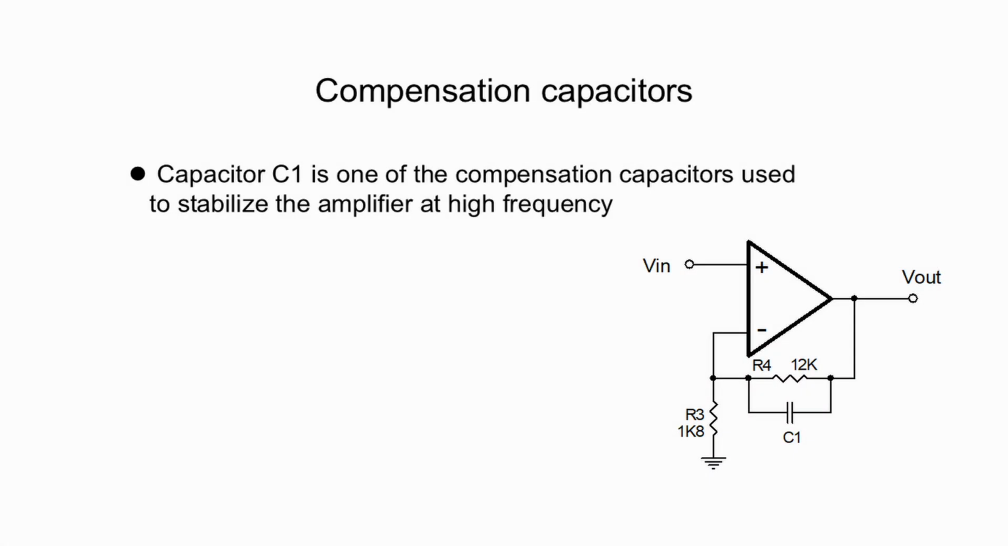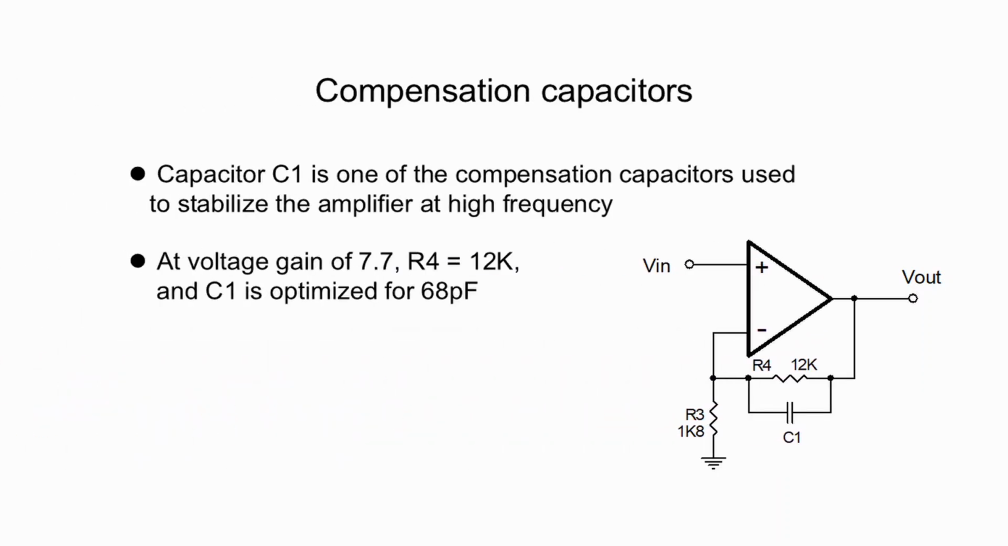There are several so-called compensation capacitors used to stabilize the amplifier at high frequency. They are capacitors C1 to C5. Capacitor C1 is the one directly mounted on the feedback resistor R4. For this headphone amplifier, the voltage gain is set to 7.7. All compensation capacitors are chosen so that the amplifier has a very broad bandwidth, and there is no sign of oscillation appearing in the output. For this amplifier, C1 is optimized at 68 picofarad.